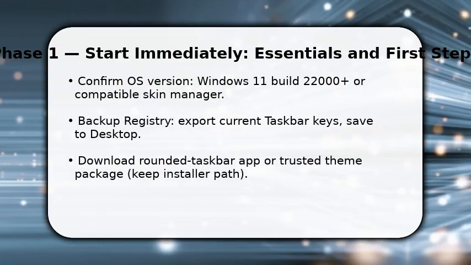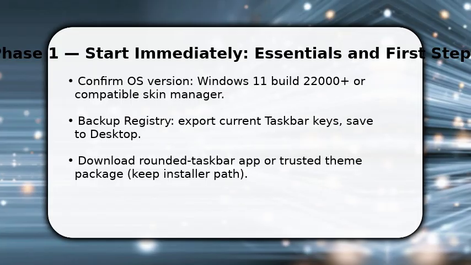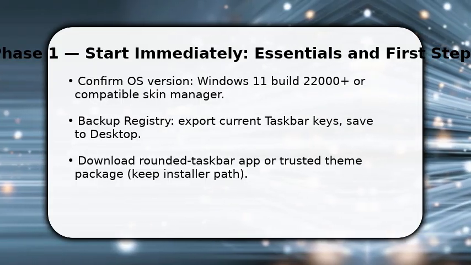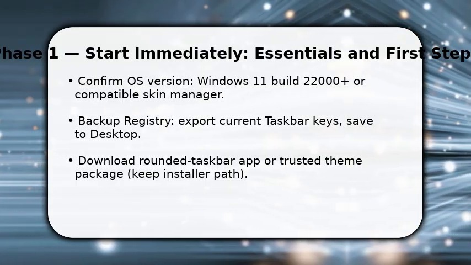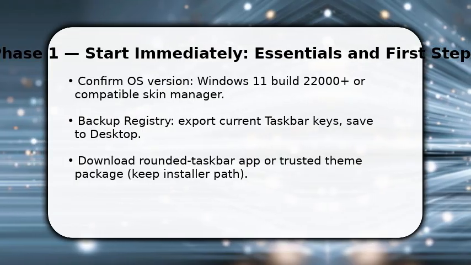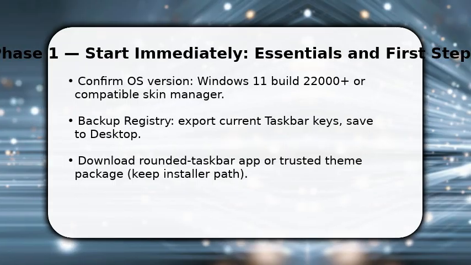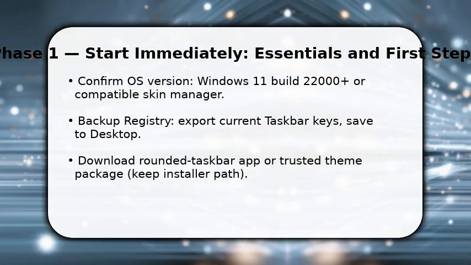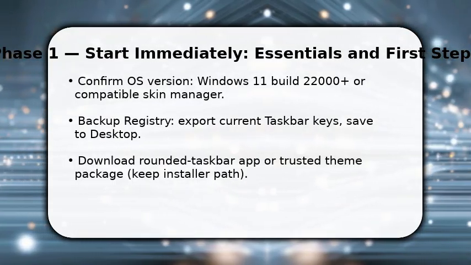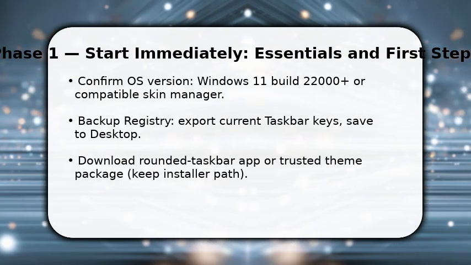Next, download the Rounded Taskbar utility or the theme package you plan to install, and note the installer path. You should close non-essential apps before proceeding. This reduces conflicts. Finally, run the installer as administrator to begin modifications, so permissions won't block the new UI changes.